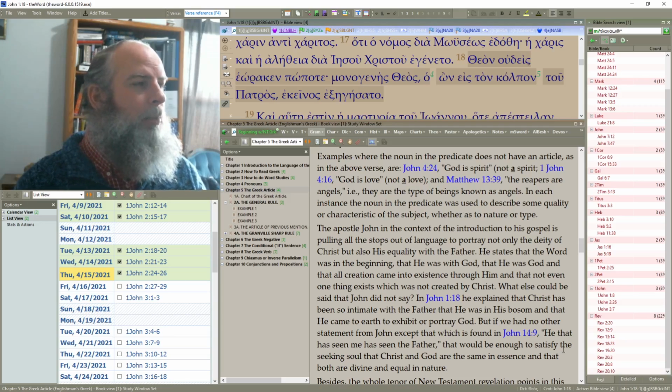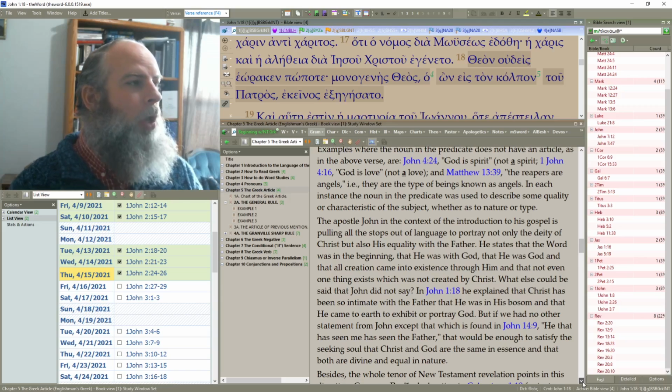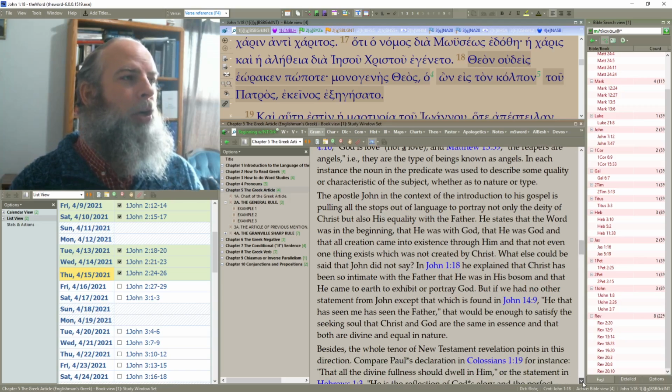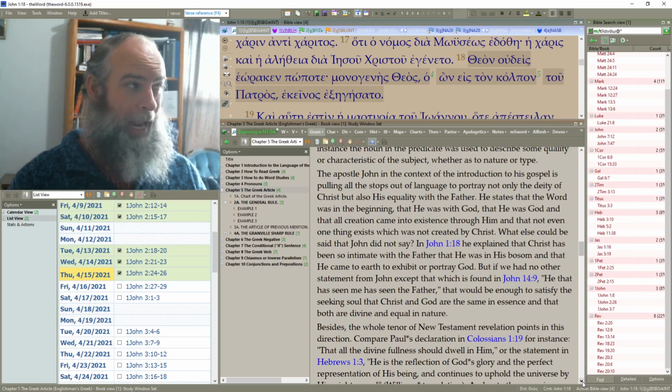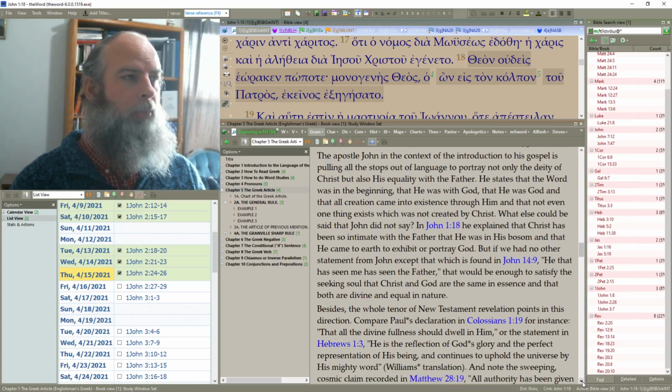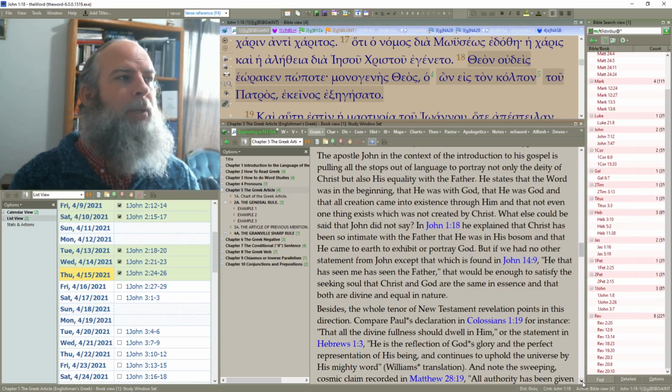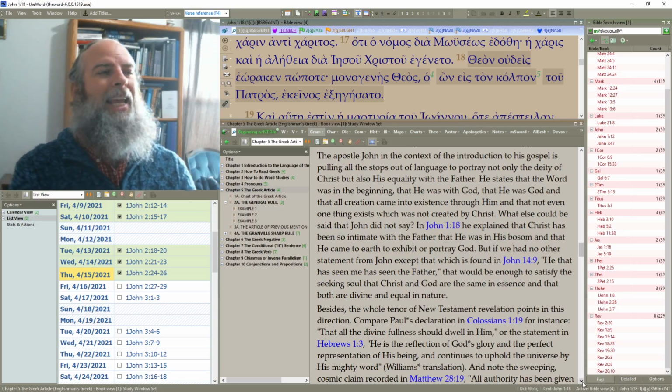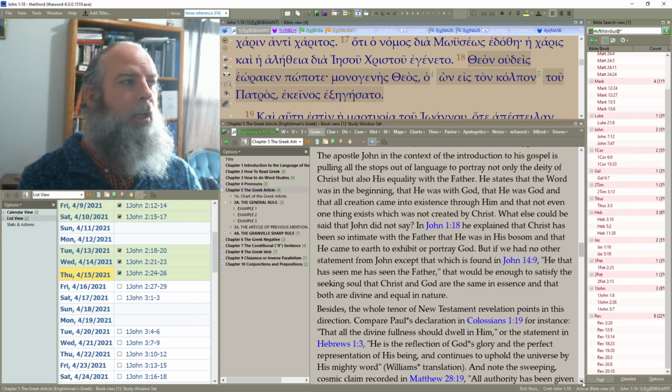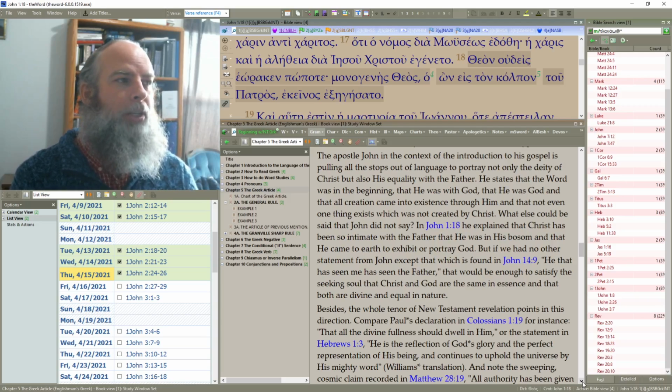And in each instance, the noun in the predicate is used to describe some quality or characteristic of the subject, whether as to nature or type. The Apostle John, in the context of the introduction to his gospel, is pulling all the stops out of language to portray not only the deity of Christ, but also his equality with the Father. He states that the Word was in the beginning, that he was with God, that he was God, and that all creation came into existence through him, and that not even one thing that exists was not created by Christ. What else could be said that John did not say?